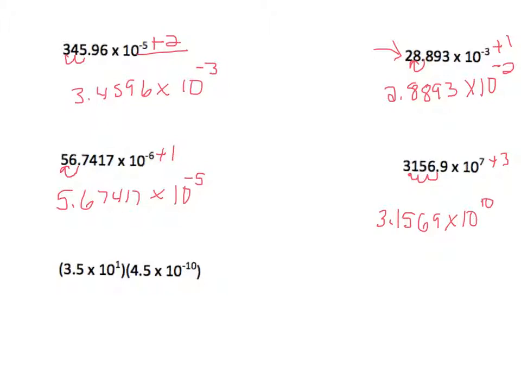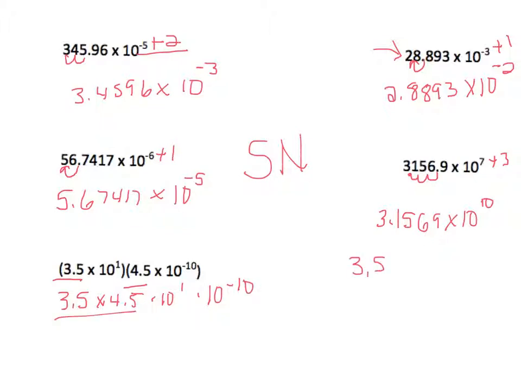Alright, so what you're going to be doing for most of your assignment, is like yesterday, multiplying by regrouping, multiplying, but then you have to make sure it's in scientific notation. So 3, we're going to regroup, times 4.5 times 10 to the first times 10 to the -10th. And then we're going to multiply. If you need to do it off to the side, you may.